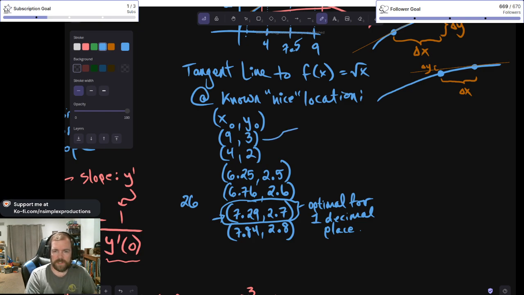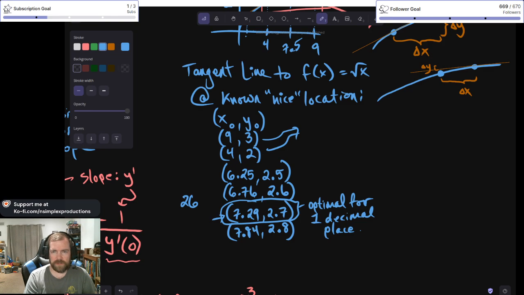But realistically, just go with the two that are here so you could figure this out nice and easily. You didn't have to spend all this time deliberating over what it's going to be, 2.7, 2.8, 2.6. The 9, 3, and 4, 2 examples are super easy. You're going to get them right off the top of your head. No worries. Don't have to think about it.